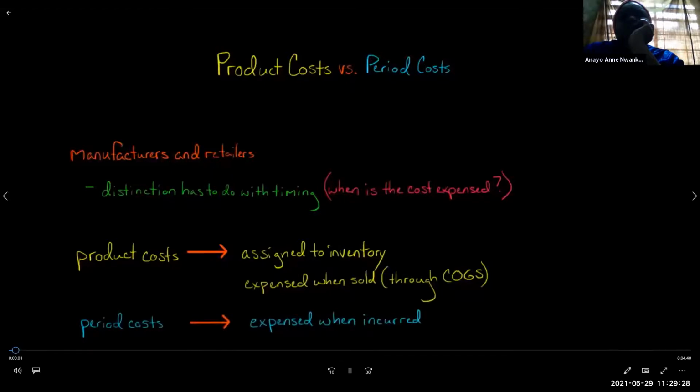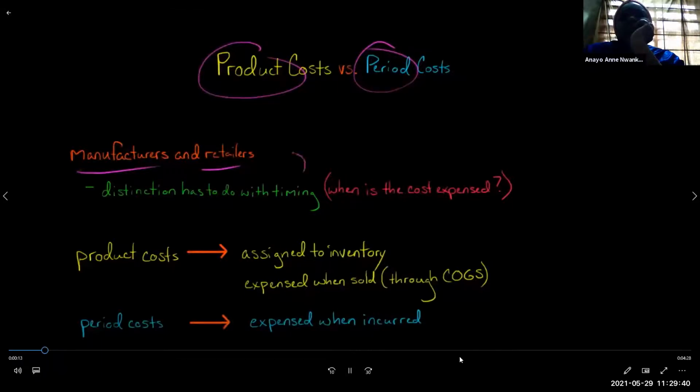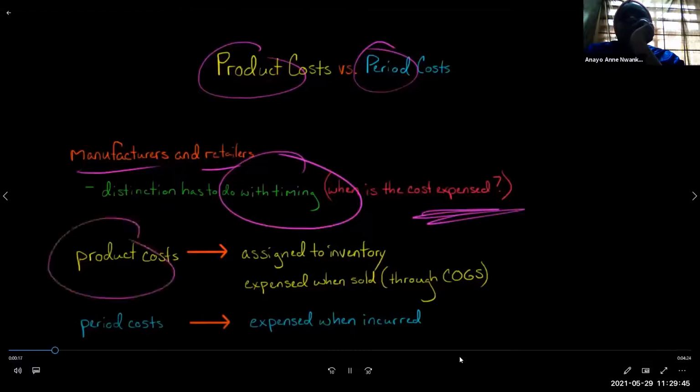In this video, we're going to talk about the difference between product costs and period costs. This distinction only makes sense for manufacturers, retailers, or any company that has inventory. It's really a matter of timing: when is a cost going to be expensed? Product costs are costs that are assigned to the company's inventory account, so they go to the balance sheet. They're not immediately expensed.